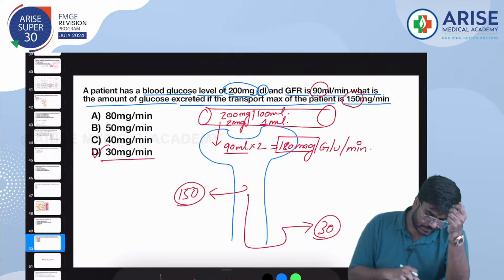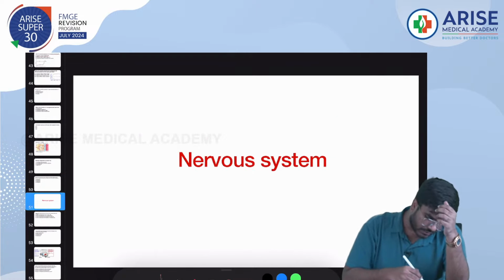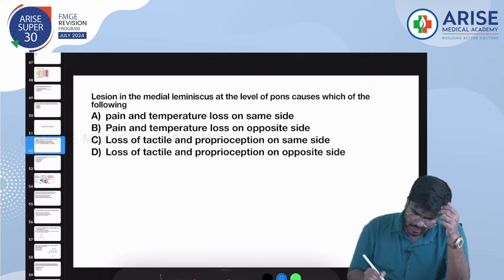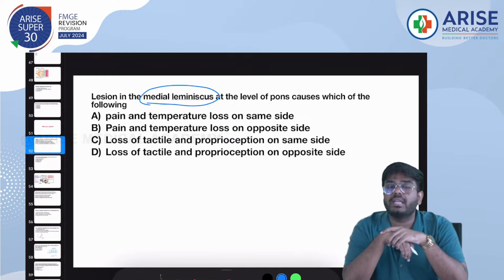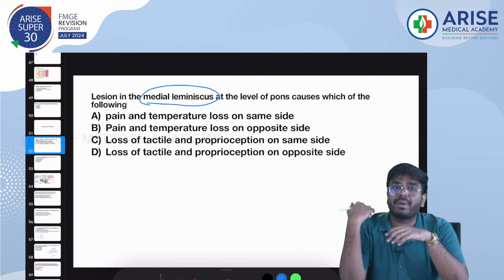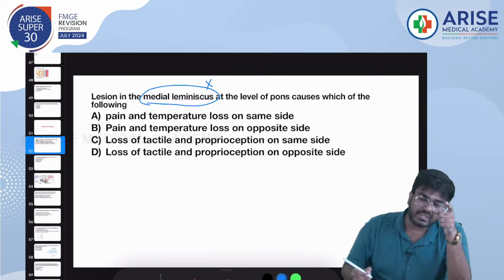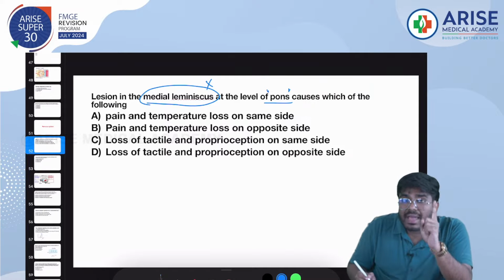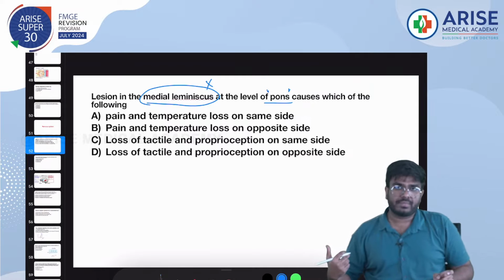Okay. After this, now let's discuss the nervous system. Important things that you should know in nerve physiology. Lesion of the medial lemniscus. Anyway, you know this from your anatomy also. The dorsal column medial lemniscal pathway carries the advanced sensation. If there is damage to the medial lemniscus in the pons, the advanced sensations are going to be lost on the opposite side of the body.